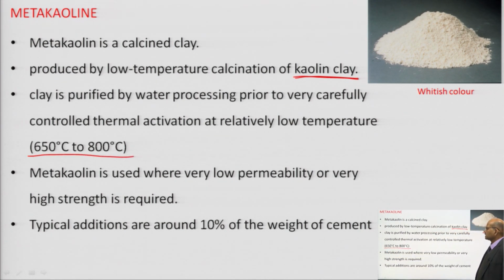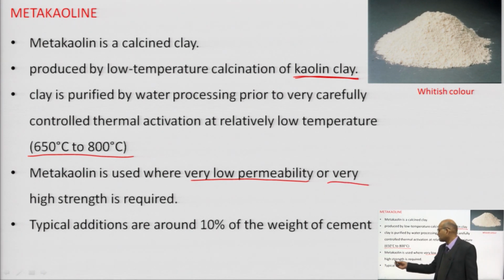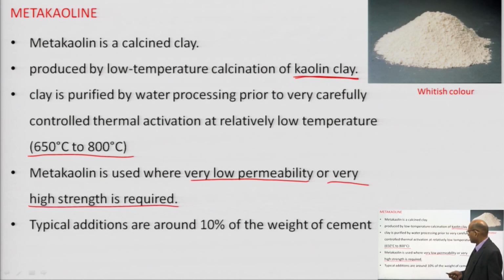So, what you have to do? The clay is purified by water processing prior to very carefully controlled thermal activation at a relatively low temperature, that is 650 degrees centigrade to 800 degrees centigrade. Metakaolin is used where very low permeability is required or very high strength concrete is required to be produced. With typical additions of around 10% by weight of metakaolin you can achieve better results. So, metakaolin can also be used as an additive.